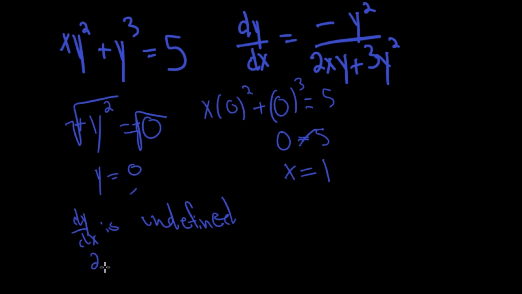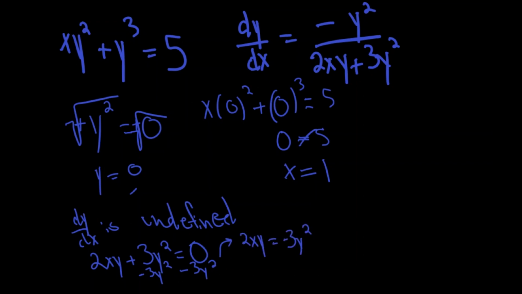So we can just say our denominator, 2xy plus 3y squared, equal to 0. Then we can subtract 3y squared from both sides, and we're going to move this right up here. We'll have 2xy equals negative 3y squared. Then let's separate only x, so we divide by 2y over 2y, and we get x equals negative 3y squared over 2y. Once again, this gives us a relation. This does not give us our answer.